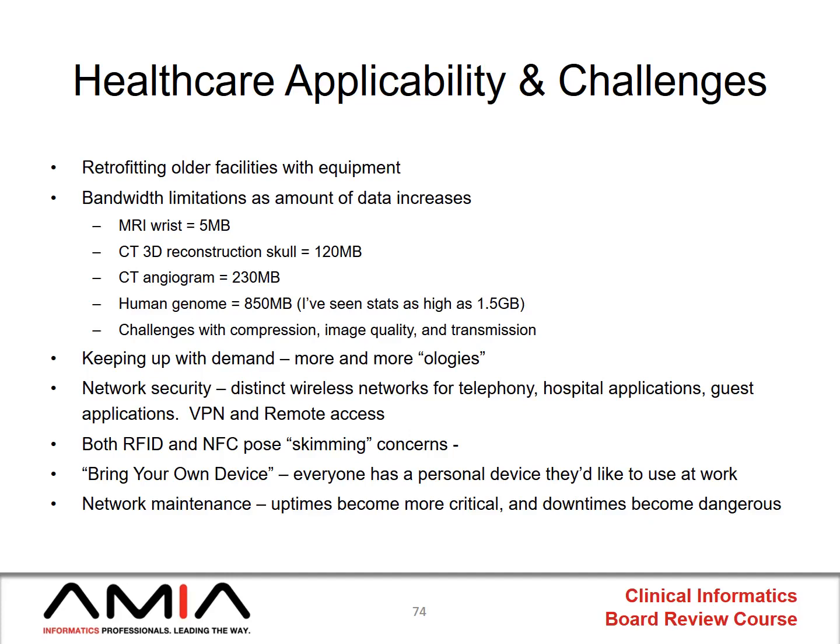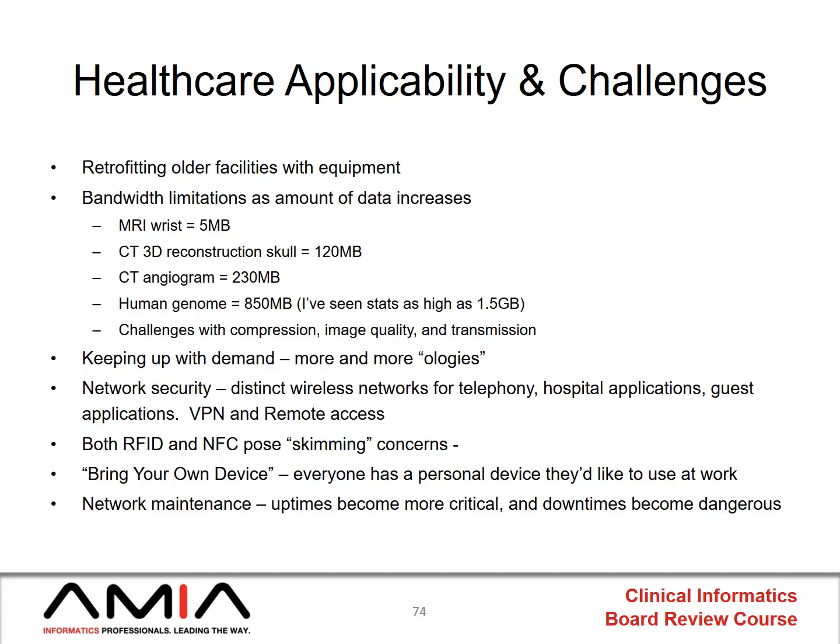That also brings up the question of network security. We have to partition our network at our institution such that we have a guest network for patient use that doesn't collide with the protected network for our medical devices, that does not collide with the network that we use for our laptops and things like that. And we also have to be able to provide a VPN and remote access.